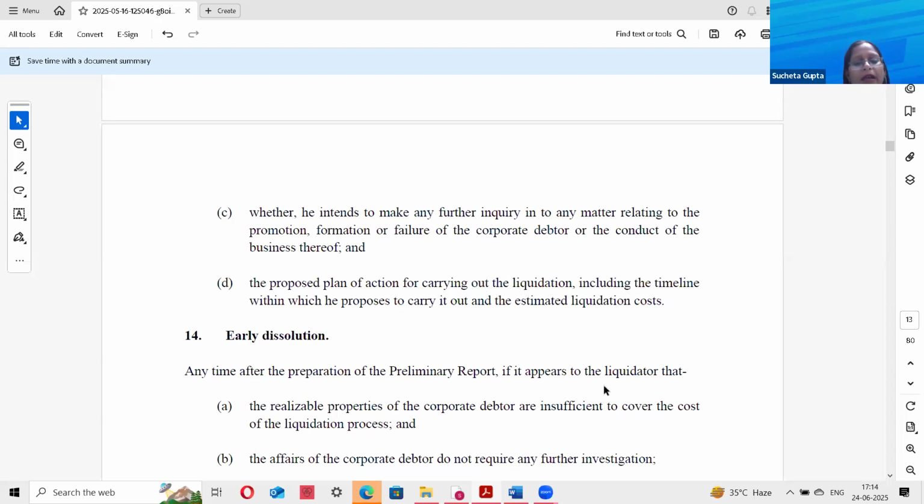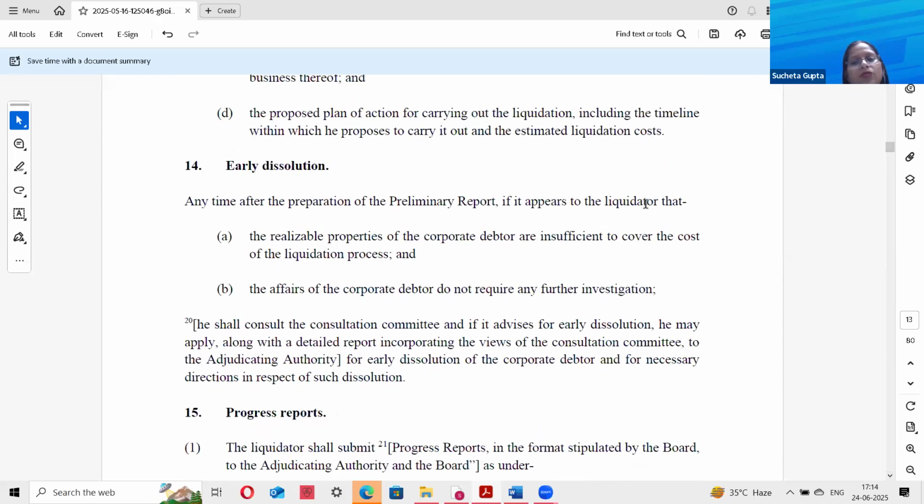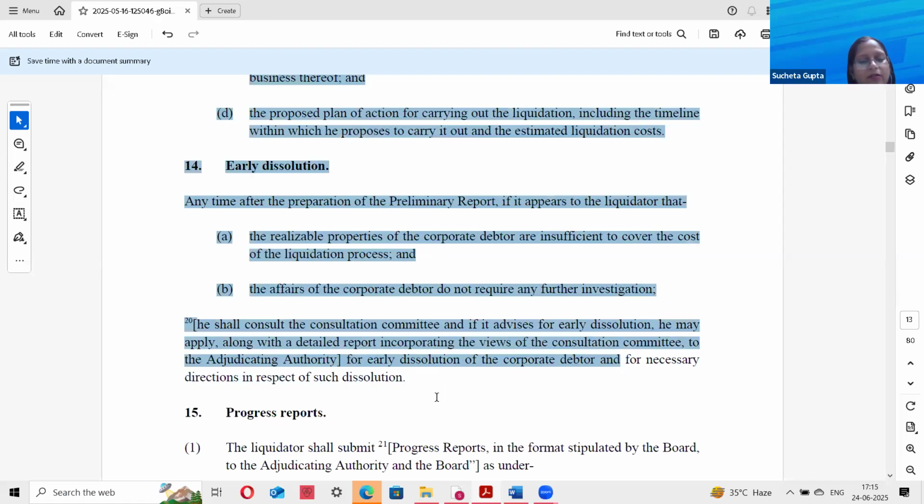Early dissolution: any time after the preparation of the preliminary report, if it appears to the liquidator that the realizable properties of the CD are insufficient to cover the cost of the liquidation, and the affairs of the CD do not require any further investigation, he shall consult the consultation committee, and if it advises early dissolution, he may apply, along with the detailed report incorporating the views of the consultation committee, to the adjudicating authority for the early dissolution of the CD and for the necessary direction in respect of such dissolution.